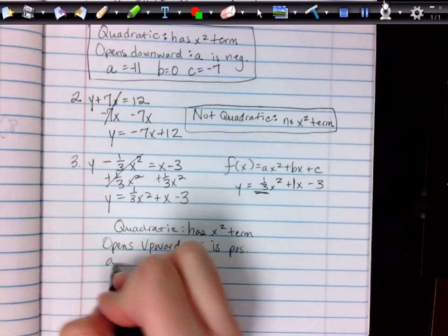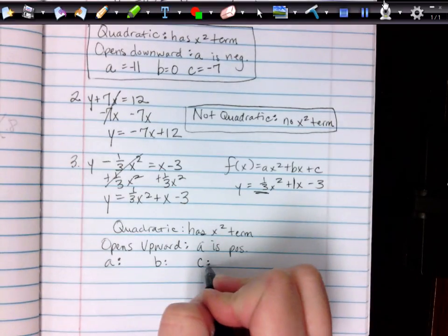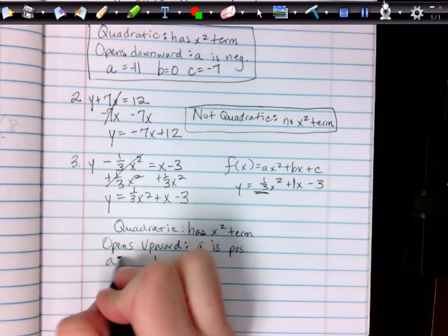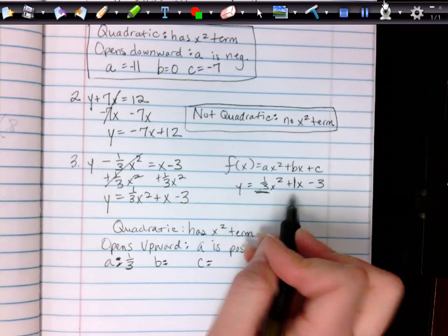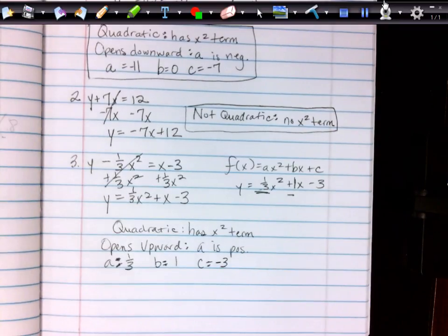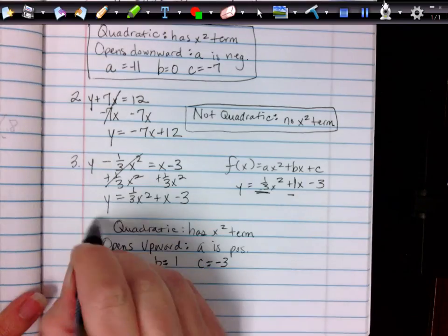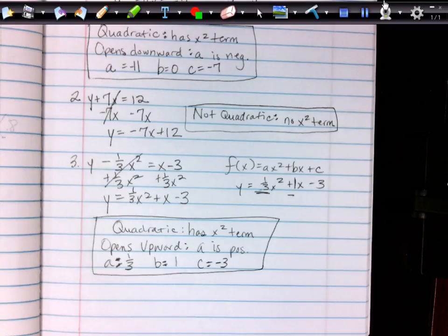My a, b, and c are 1/3, 1, and -3. All of that is my answer. Make sure that you have all of that down before you move forward.